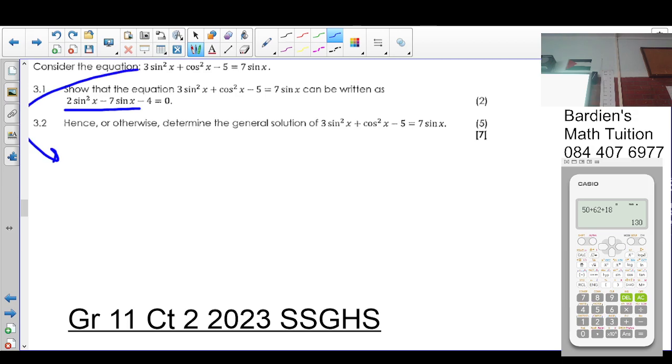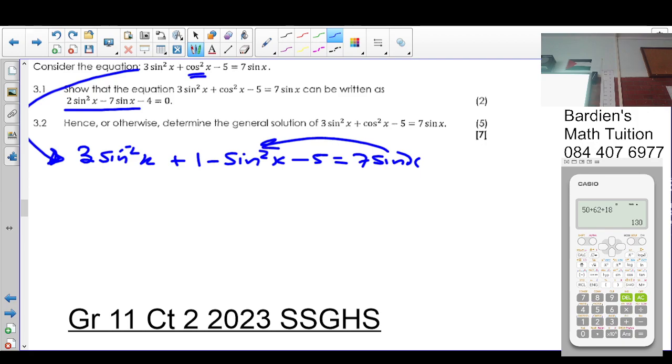So what do I do? I change cos to sine. So it's going to be 3 sine squared x plus cos squared x can be written as 1 minus sine squared x, minus 5 is equal to 7 sine x. We get everything over the equal sign. So it's going to be 3 sine squared x minus sine squared x is 2 sine squared x. 2 sine squared x minus 7 sine x minus 4 is equal to 0.